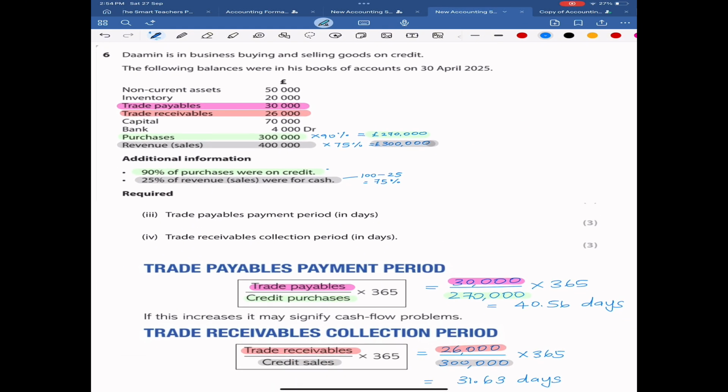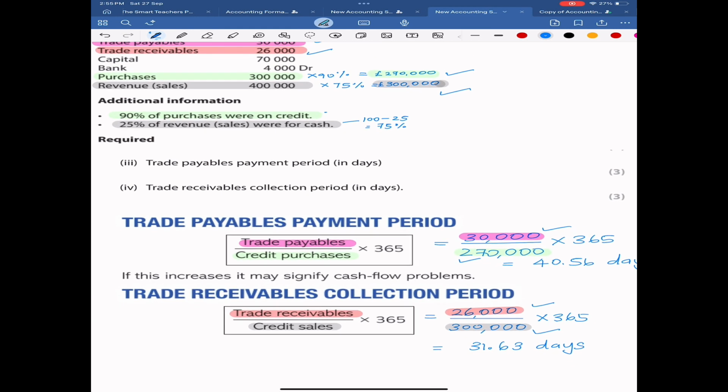Now, let's apply to the formula. Trade payables, as you can see, it's 30,000, divided by credit purchases, 270,000, multiplied by 365. Therefore, the answer should be, with 2 decimals, 40.56 days. Whereas trade receivables collection period: trade receivables worth 26,000 divided by the credit sales worth 300,000 times 365 should give an answer of 31.63 days.